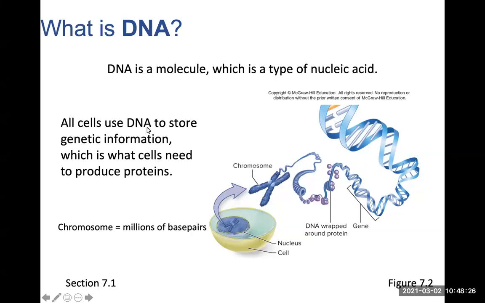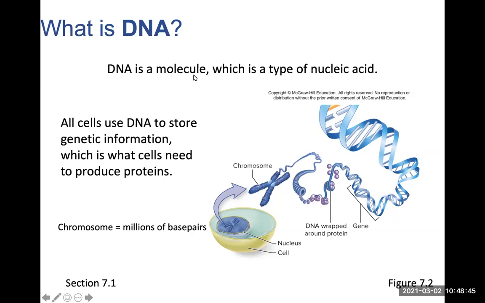If somebody has a mutation or they're missing the gene for it, they won't be able to make the insulin, and they can't lower their blood sugar level. So you have the information stored in DNA, the instructions, and that's how your body makes proteins.